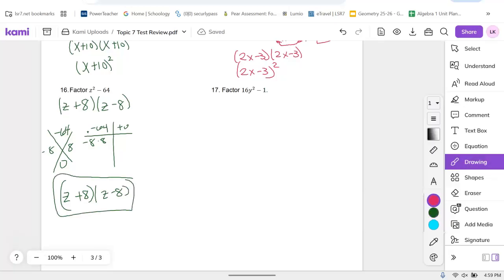So on this one, we can do the exact same thing. There's no middle term, so I know it's going to be plus, minus. If I take the square root of 16y squared, the square root of 16 is 4, and then you have y squared, so y, and then the square root of 1 is just 1, and that would be your answer.